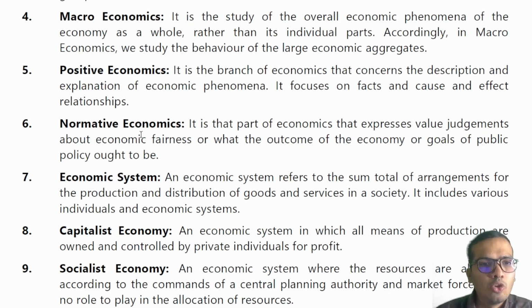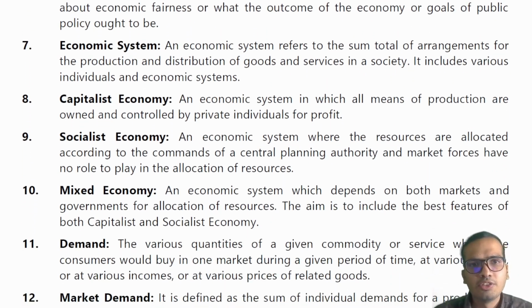Then normative economics. It is that part of economics that expresses value judgments about economic fairness or what the outcome of the economy or goals of public policy ought to be. Then comes economic systems. An economic system refers to the sum total of arrangements for the production and distribution of goods and services in a society. It includes various individuals and economic institutions.